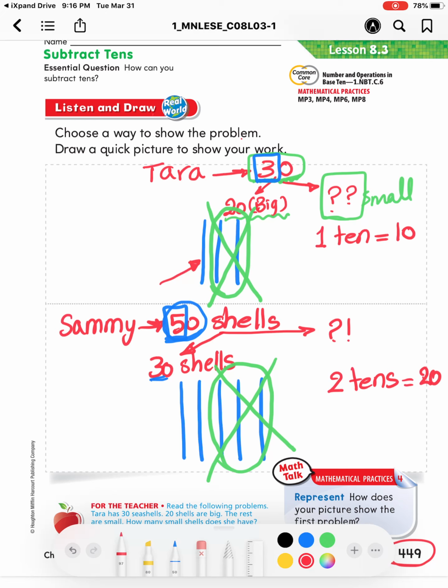Now we have another way of solving. We can count backward, or we can draw like this. Drawing here is much easier because we can see how many tenths we have, how many tenths we are going to take away, and how many tenths are remaining, so we can know the final answer. So the final answer here is 20. 20 shells Sammy has now after he gave his friend some shells. Let's move to the next page, page 450.